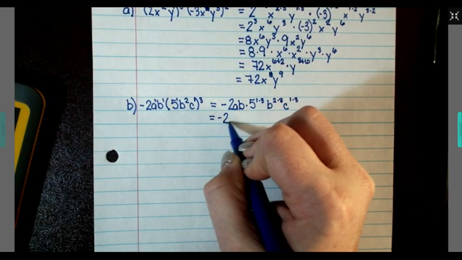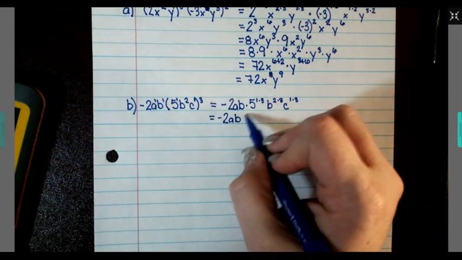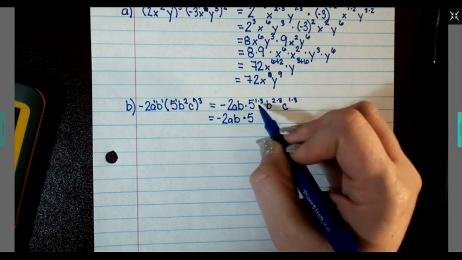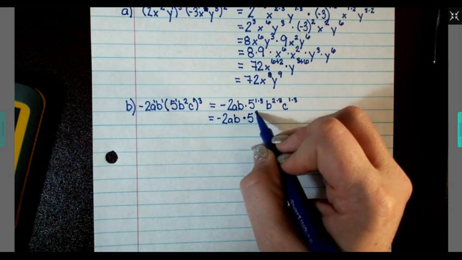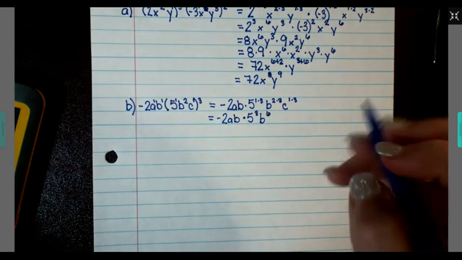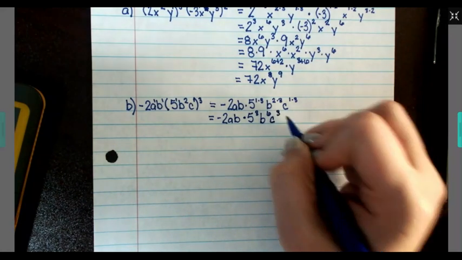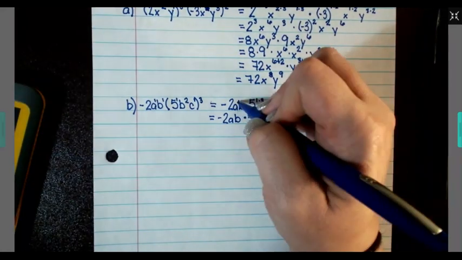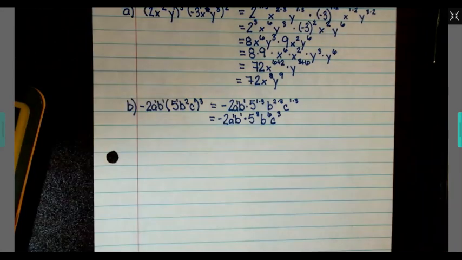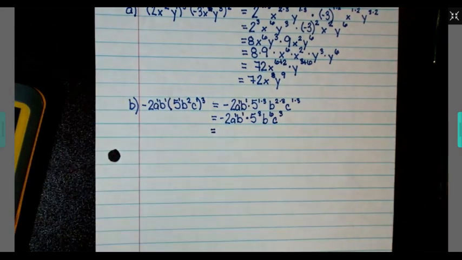We got negative 2ab, still just bringing this along for a moment. Now we're going to condense this. We've got times 5 to the third power, b to the 6th power, and c to the third power. Now I do want to go back. I forgot to bring over my 1s. I feel like they're going to be important here in a minute, so we'll keep them with us for a minute. Okay. But I can condense this even further.